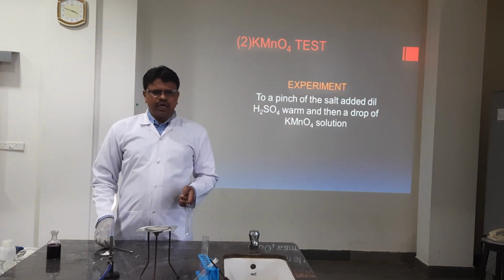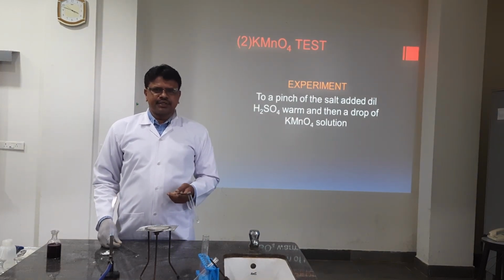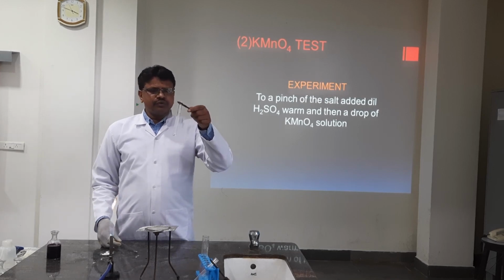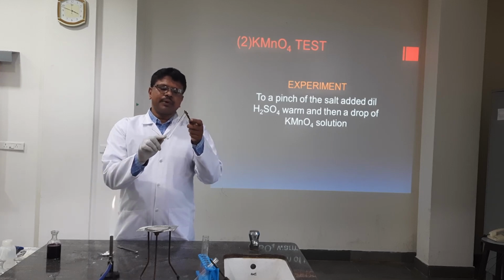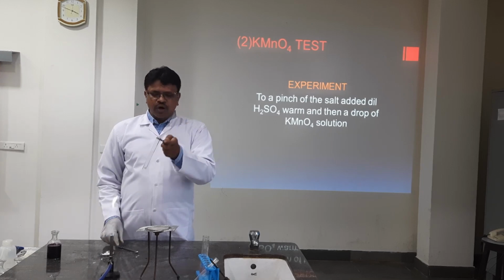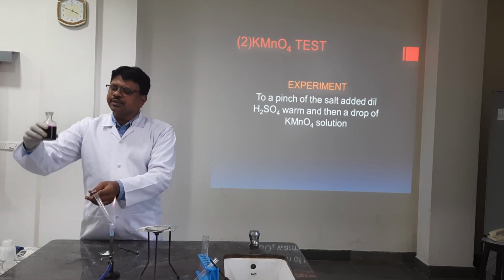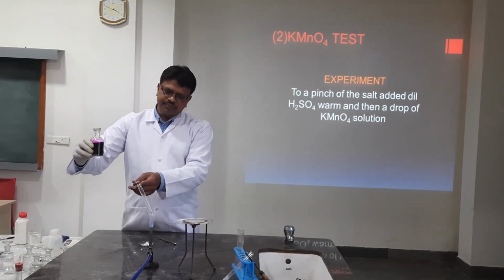That is the KMnO4 test, potassium permanganate. So what will be done in this test? The one which we have already taken in the previous test, that is salt plus sulfuric acid, then to this we should add potassium permanganate. You know the color of potassium permanganate? Pink color.